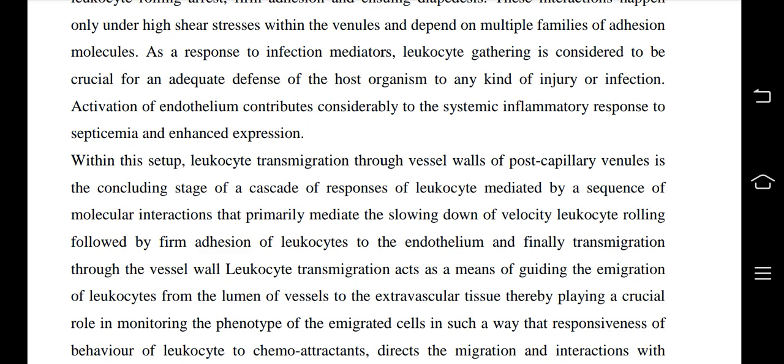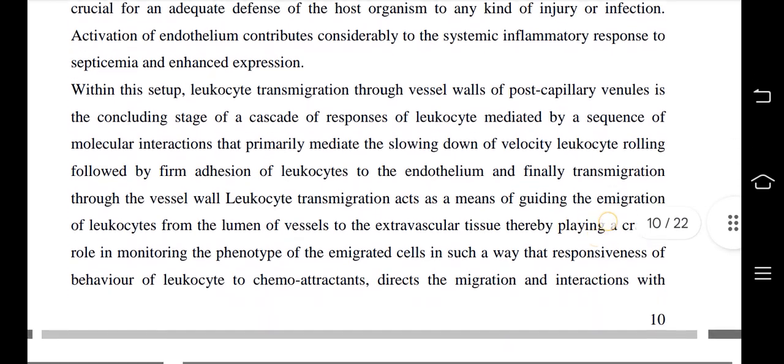Activation of endothelium contributes considerably to systemic inflammatory response to septicemia and enhanced expression. Within this setup, leukocyte transmigration through vessel walls of postcapillary venules is the concluding stage of a cascade of responses of leukocytes mediated by a sequence of molecular interactions that primarily mediate the slowing down of velocity, leukocyte rolling, followed by firm adhesion of leukocytes to the endothelium and finally transmigration through the vessel wall.